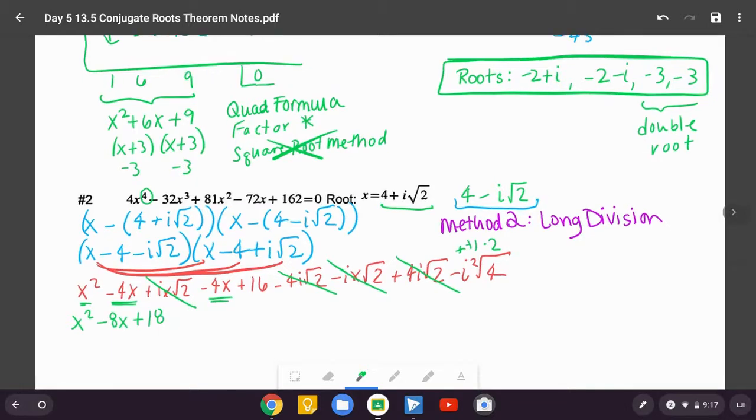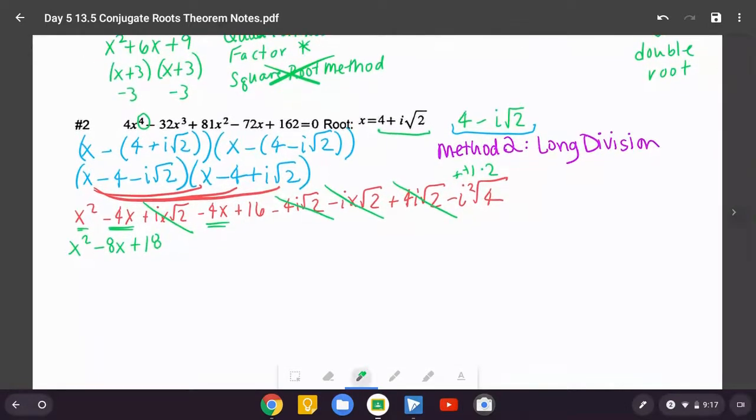All right, so now we need to use our long division method. All right, so let's go back to our long division.